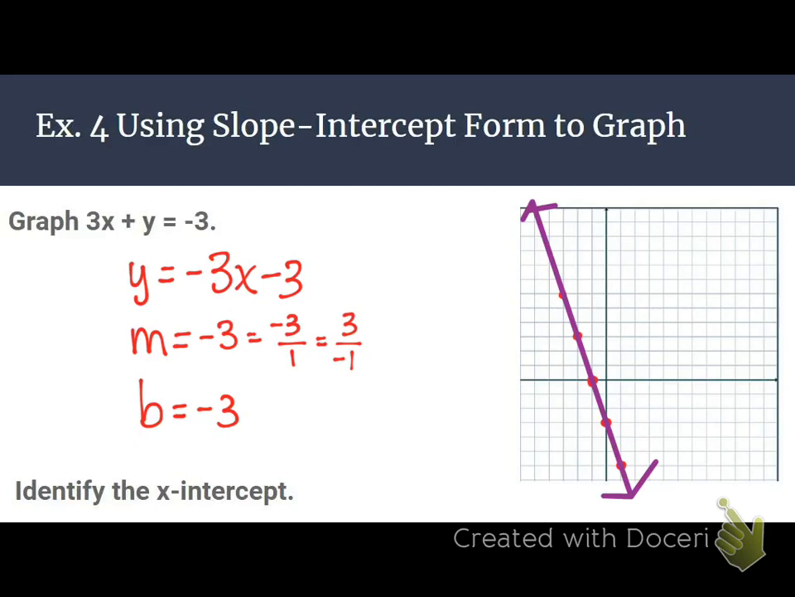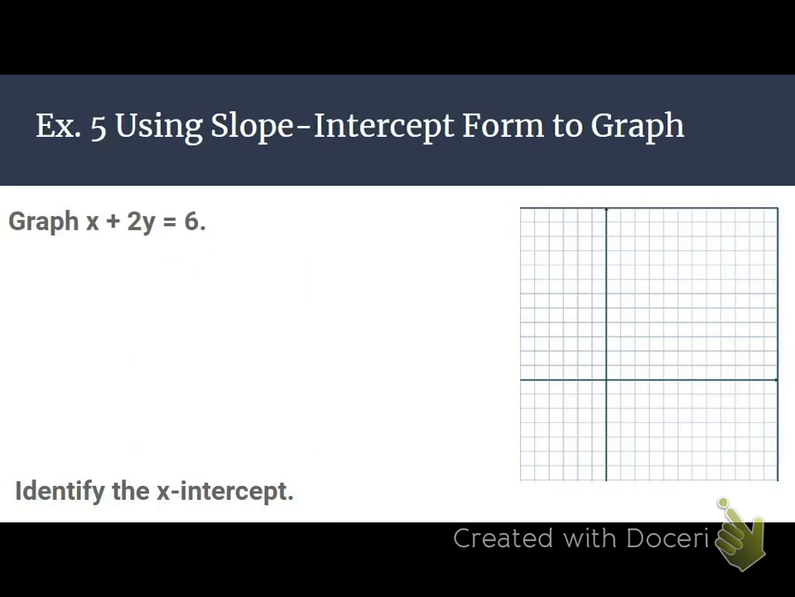Last step for this problem is to identify our x-intercept. What is it? One person said it. Negative 1, comma, 0. So our x-intercept this time is over here. That's negative 1, comma, 0. Questions on example 4. Okay, we've got one more we got to get through.